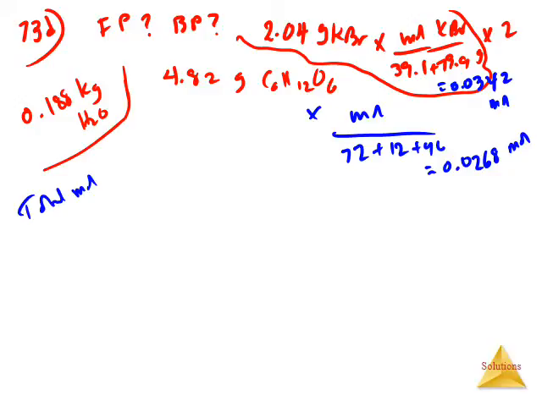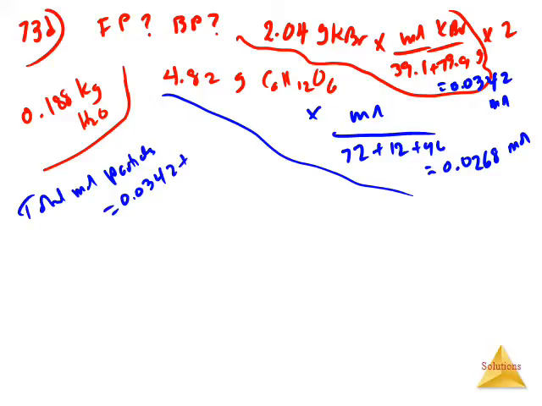Now the total number of particles, total mole of particles, equals those two numbers added: 0.0342 plus 0.0268, and that gives 0.0611. So that's total moles of particles.